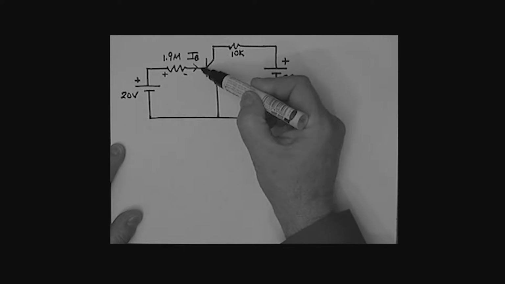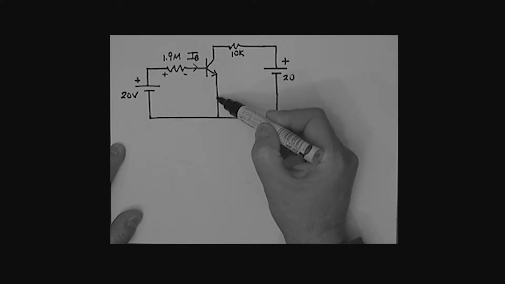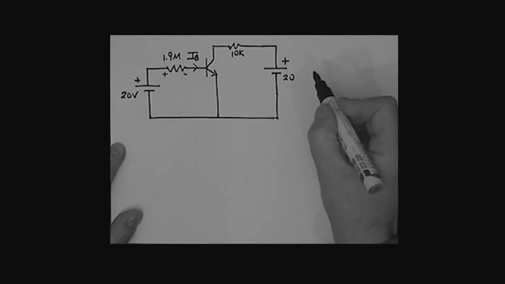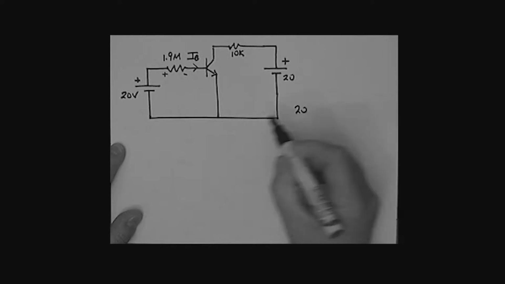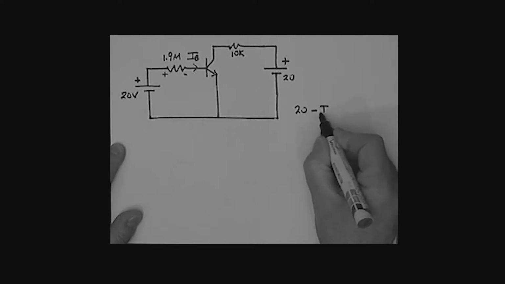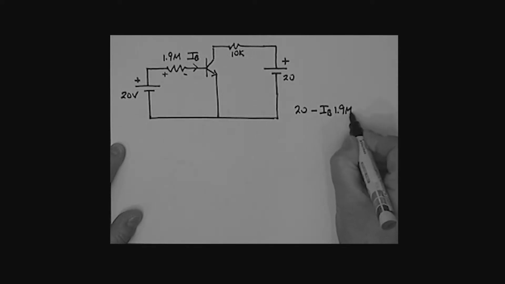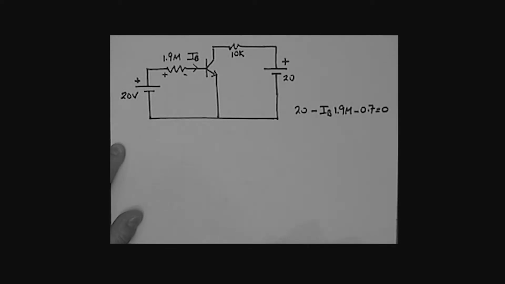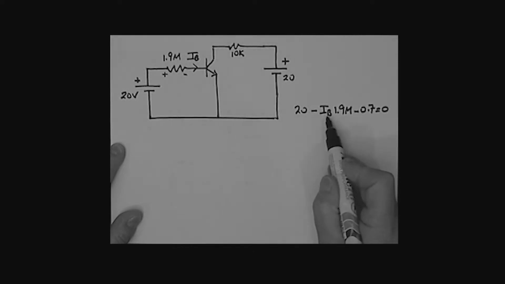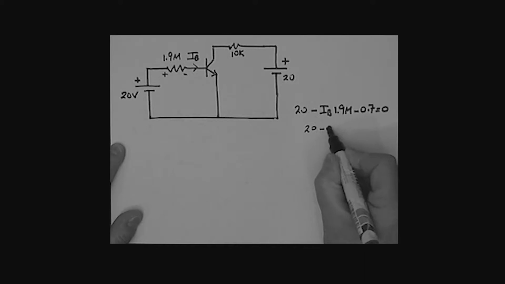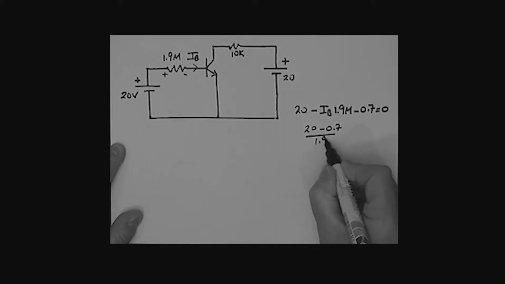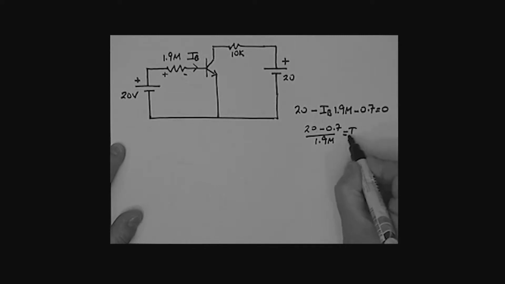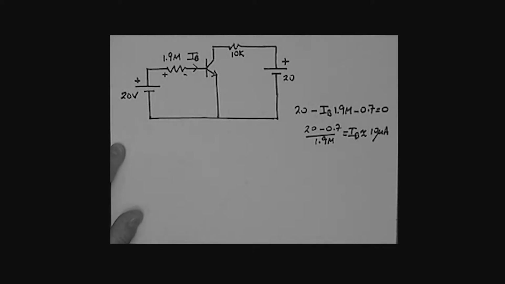We're also assuming that VBE, the base emitter voltage, is 0.7. So if we went round the loop, I have a 20 going up. I have the drop across here, so that's minus IB times 1.9 meg. And then the drop of 0.7, all equals 0. I've completed the loop. The only unknown in this equation is IB, so solving for IB, I've got 20 minus 0.7 divided by 1.9 meg equals the base current IB, which is approximately 10 microamps. So that's the base current in that particular circuit.